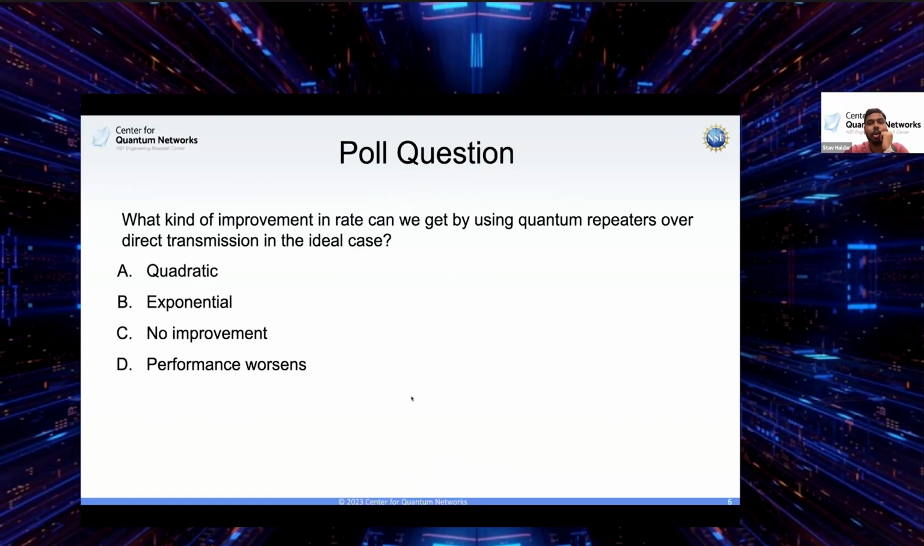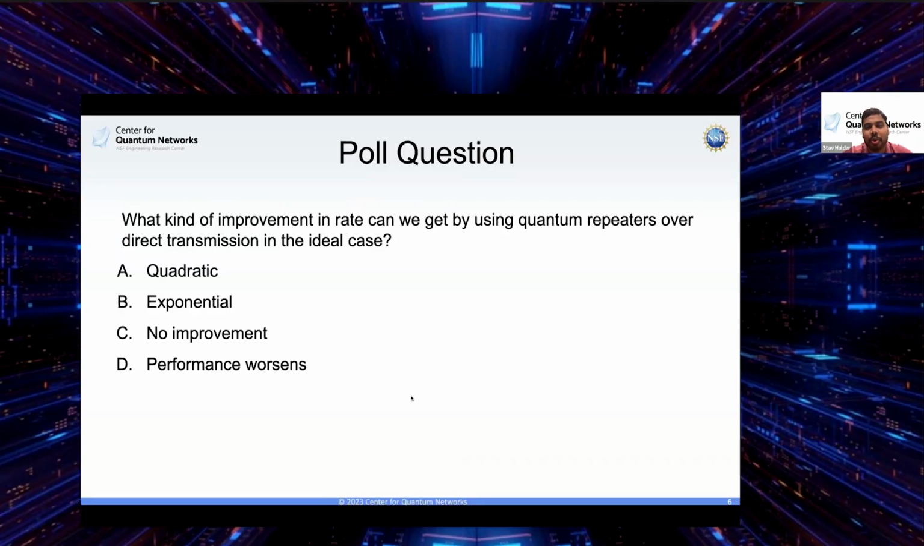All right, so a quick poll question now. What kind of improvement in rate can we get by using quantum repeaters over direct transmission in the ideal case? So you can have quadratic, exponential, no improvement, or performance actually goes worse. I'll wait for about 30 seconds for you to put in the poll answers.